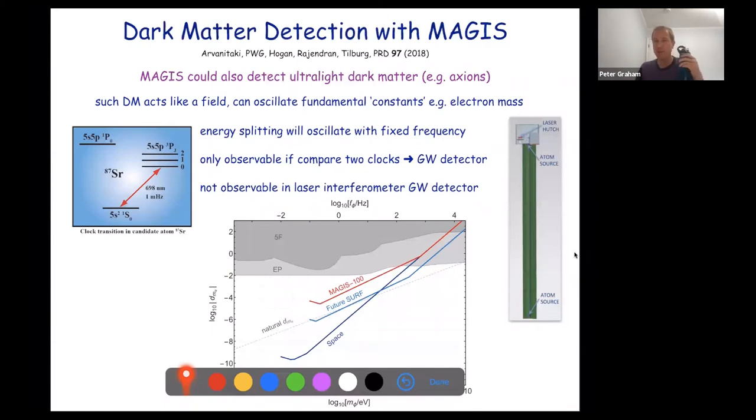So this is your first example of how we can look for ultralight dark matter with a high precision quantum technology. High precision, in this case, atomic sensor, although there are many other possible detection methods too.